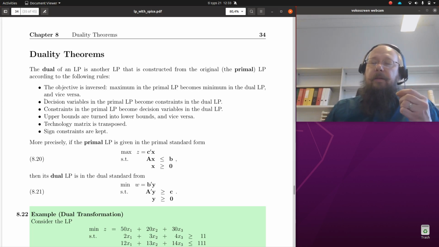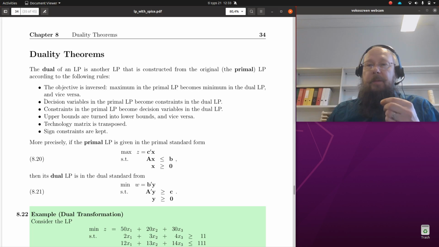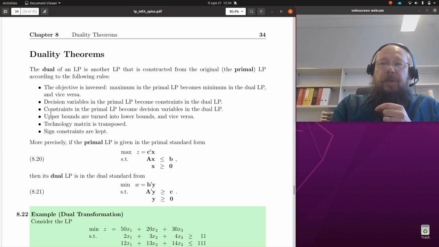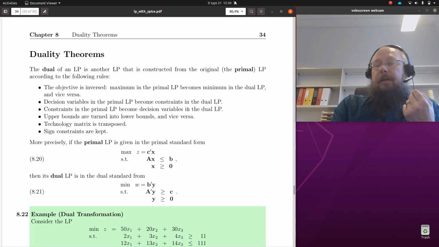The decision variables in the primal, so what we can decide, become actually the constraints in the dual. So what we can decide in the primal will be the things that constrain us in the dual. Something completely different. And yes, this is a kind of opposite or companion thing going on here. How about the constraints in the primal? What constrains us in the primal will be what we can decide in the dual. All right.